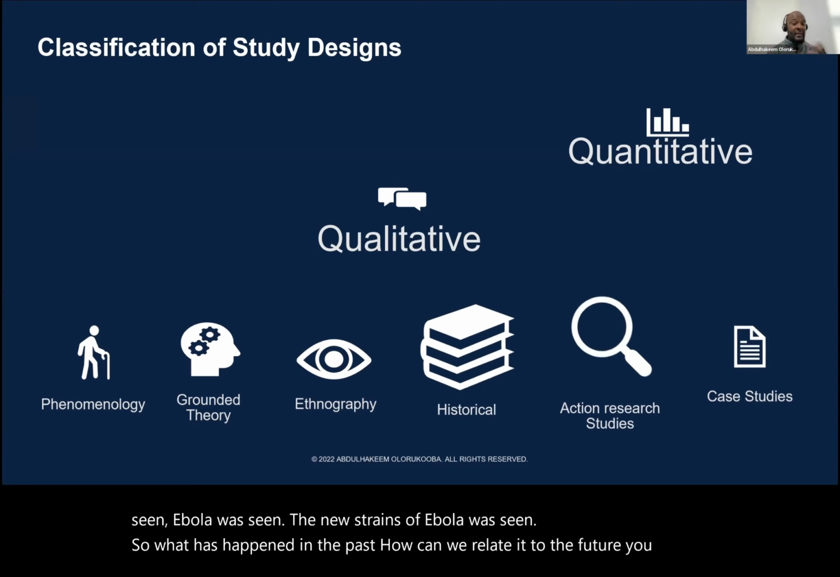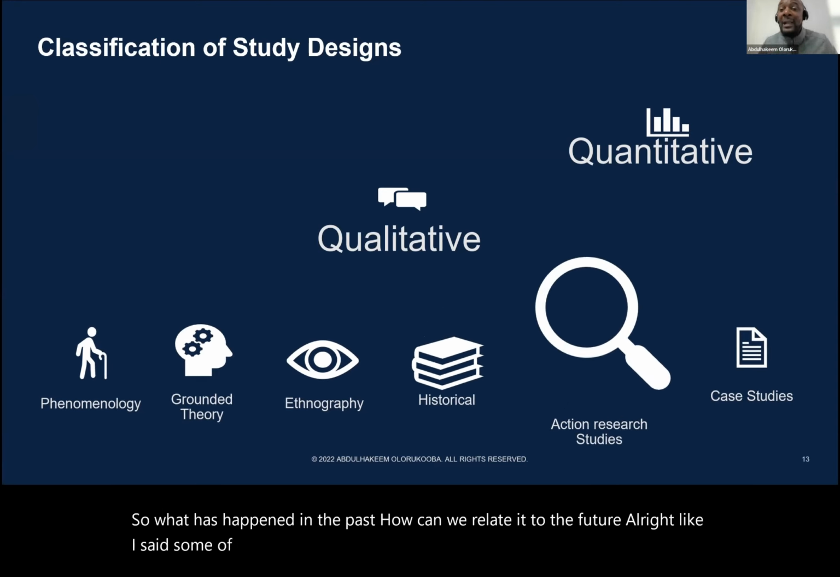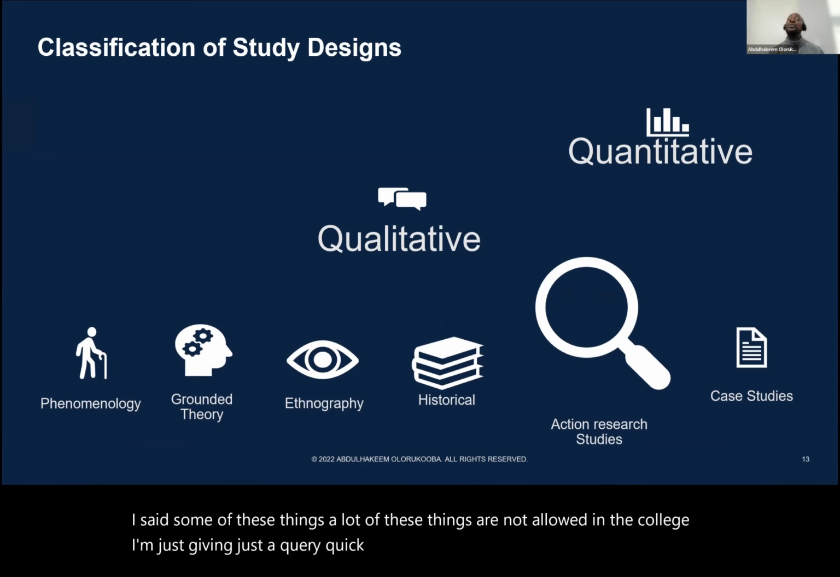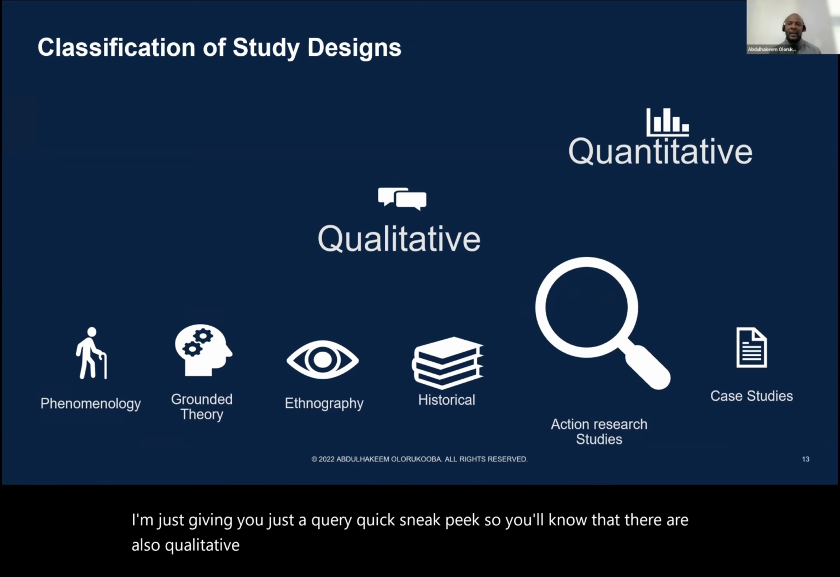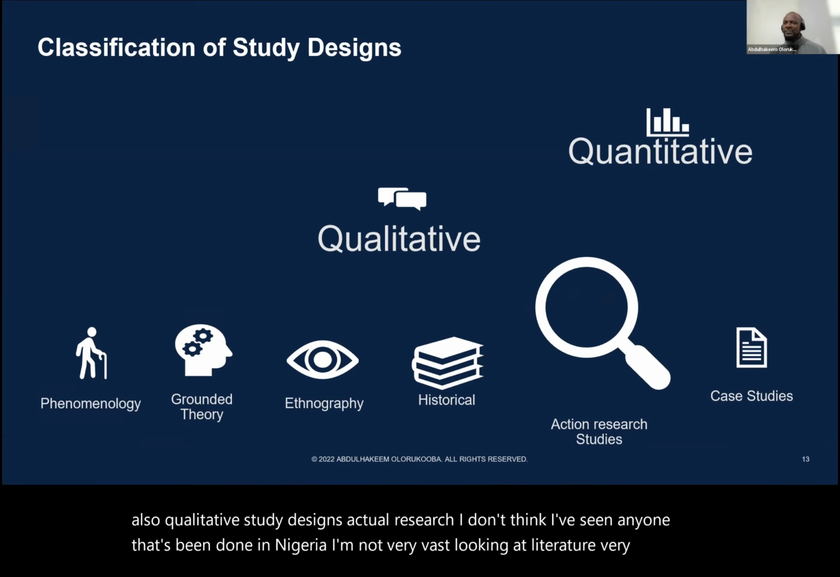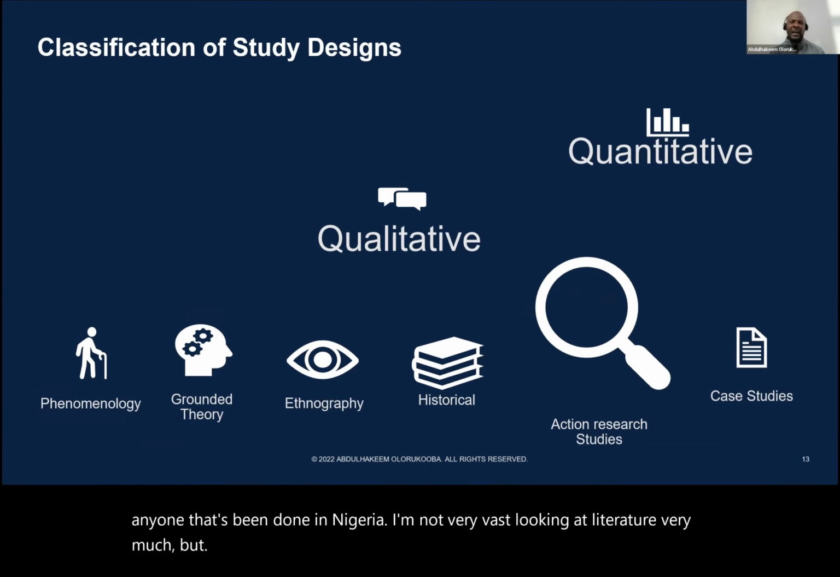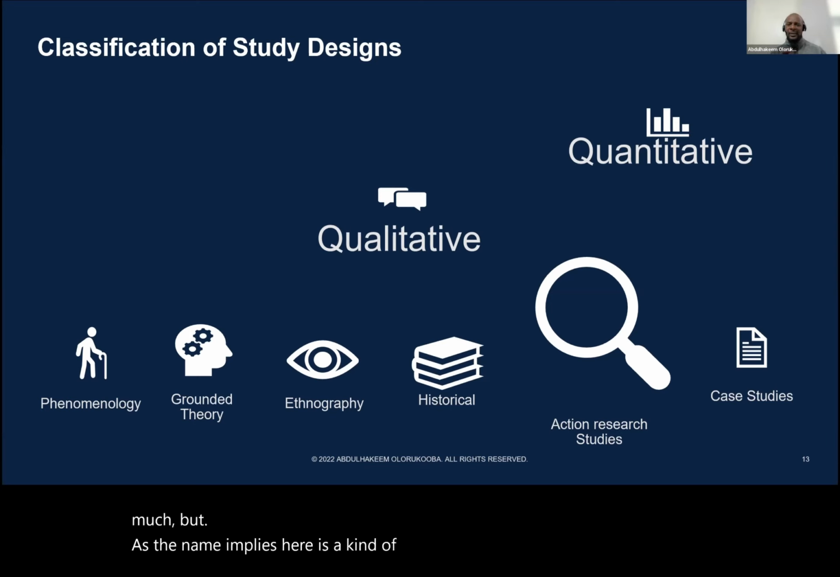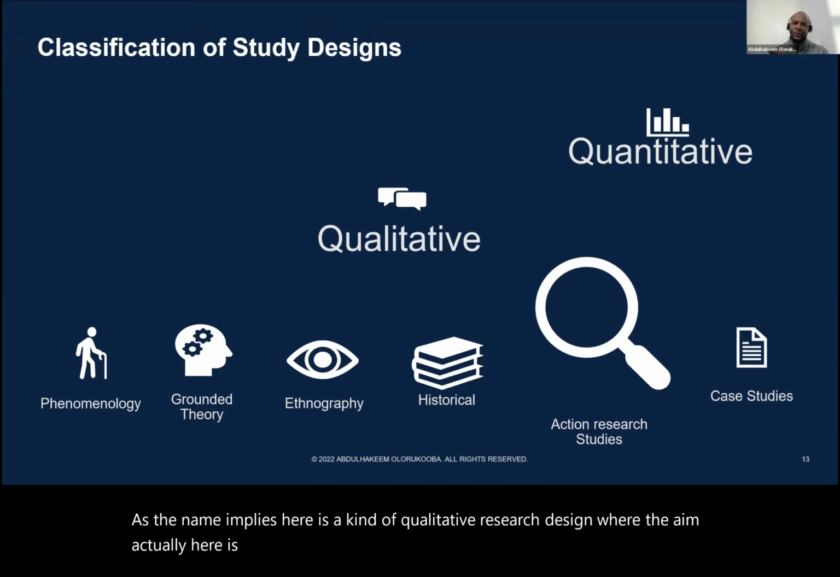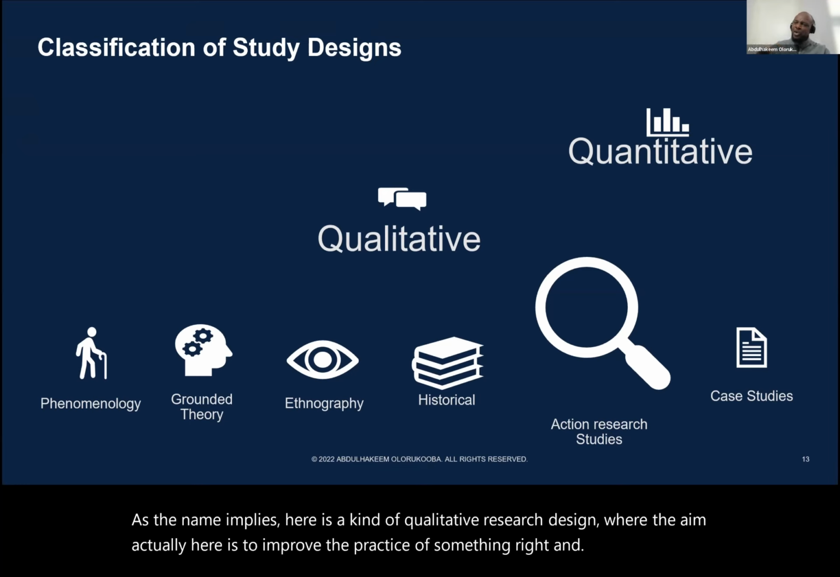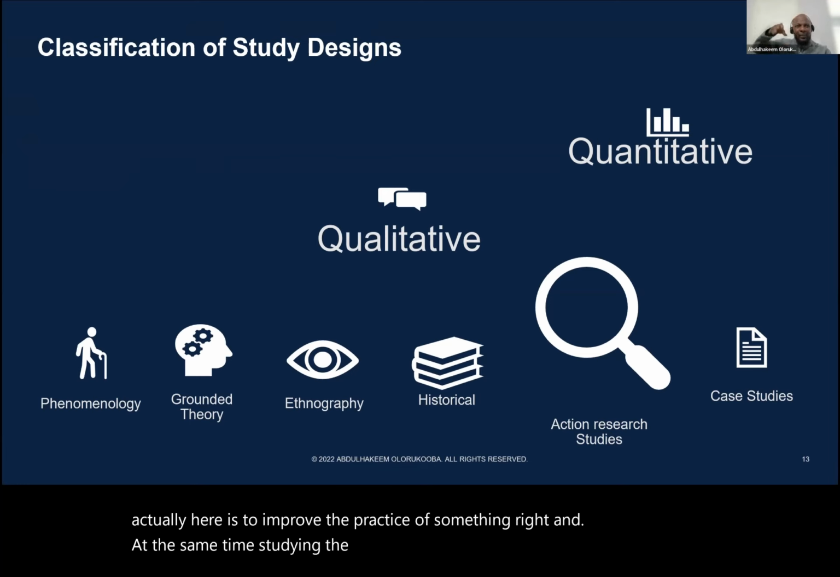All right. Like I said, a lot of these things are not allowed in the college. I'm just giving you a very quick sneak peek so you know that there are also qualitative study designs. Action research, I don't think I've seen any that has been done in Nigeria. I'm not very versed with looking at literature very much, but as the name implies, it is a kind of qualitative research design where the aim is to improve the practice of something, right? And at the same time, studying the effects of that improvement that you have done.